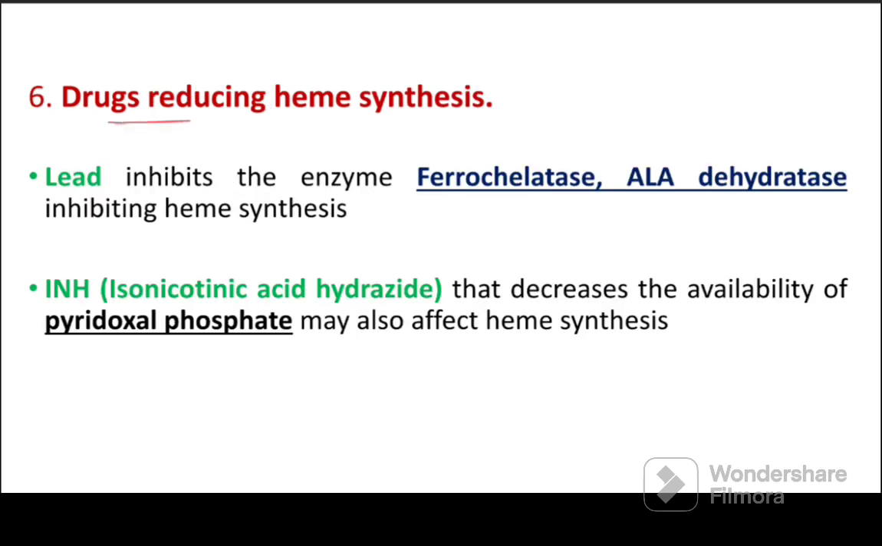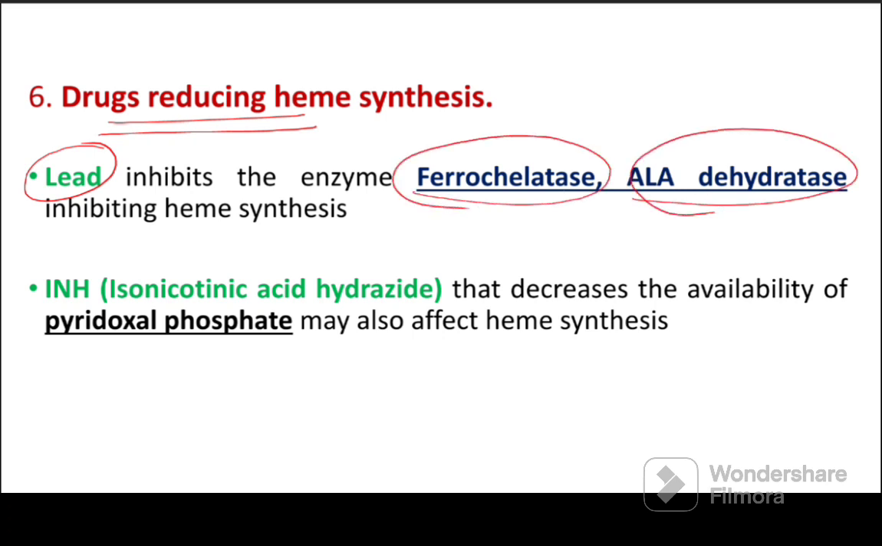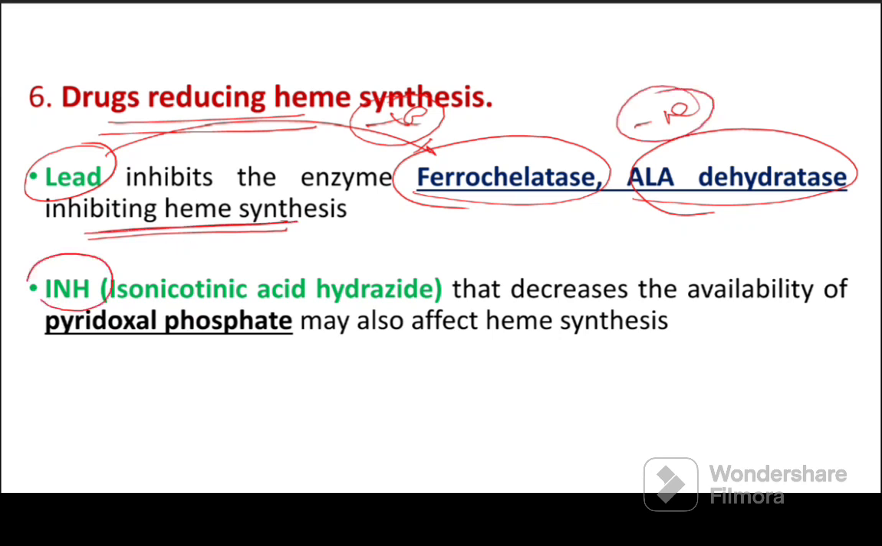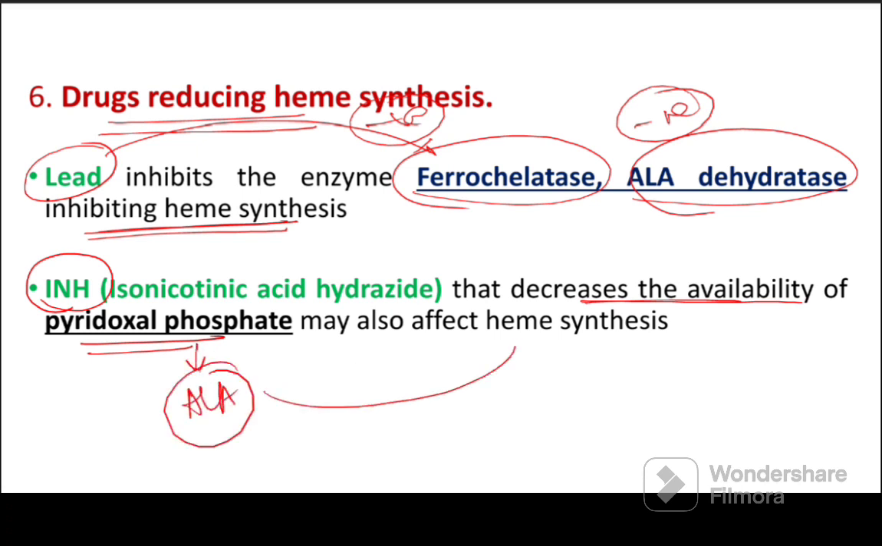And drugs which reduce heme synthesis: lead mainly inhibits the enzymes ferrochelatase and ALA dehydratase and thereby inhibits heme synthesis. And also another drug, nicotinic acid hydrazide, will decrease the availability of pyridoxal phosphate, which acts as a cofactor or coenzyme for ALA synthase, and thereby affects heme synthesis.